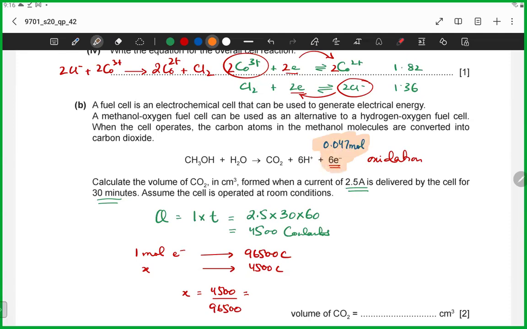And now you have to find the volume of CO2. So once I have the moles of electrons, I can use ratios. The ratio between carbon dioxide and electrons is 1 to 6. So divide the moles, 0.047, by 6. How many moles do you get? 7.77 multiplied by 10 to the power minus 3.